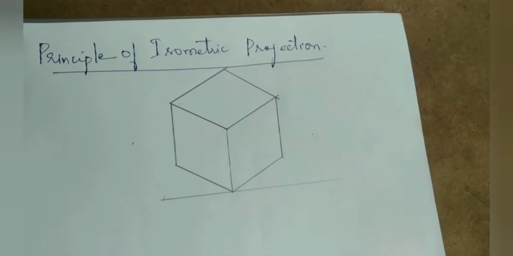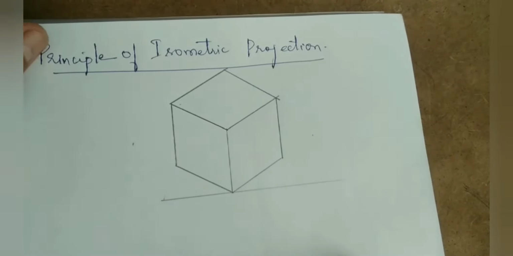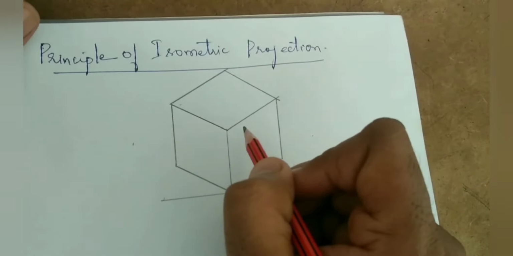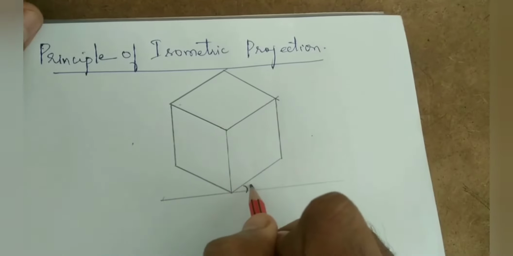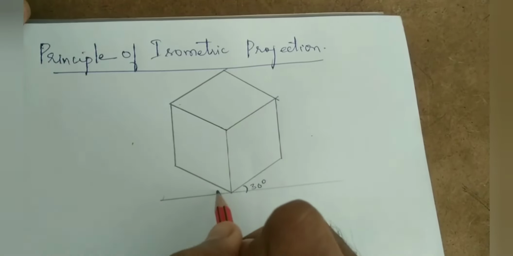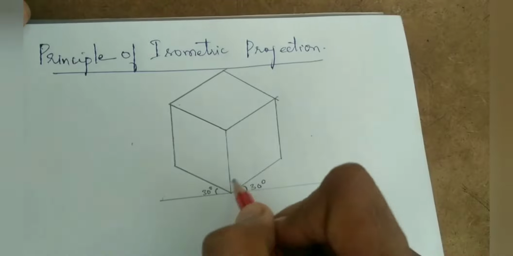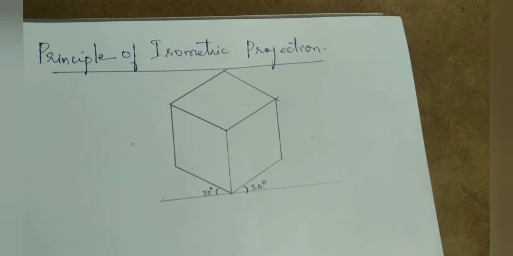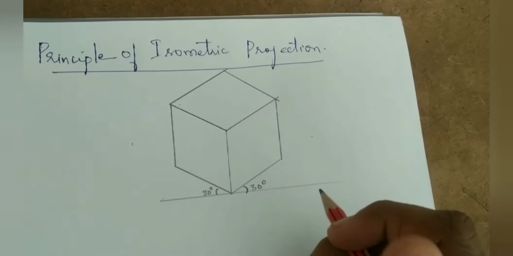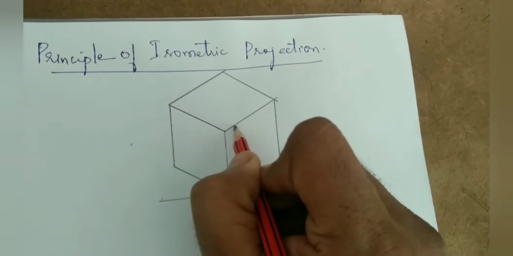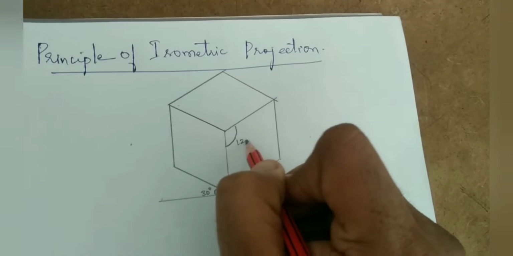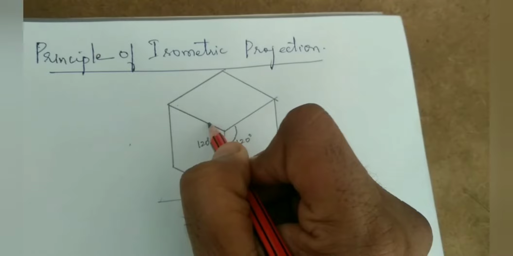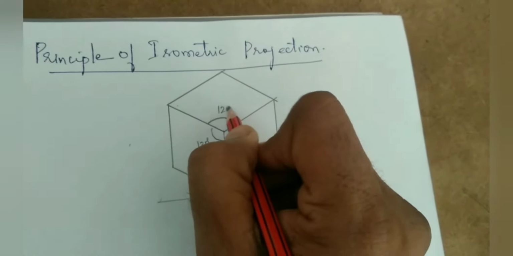So this is the one. Whatever we are supposed to be maintaining here is the angle. I have taken 30 degrees. Here the angle between two axes, let me take it as 120 degrees, and between these it is 120 degrees, and from here over here it is 120 degrees.